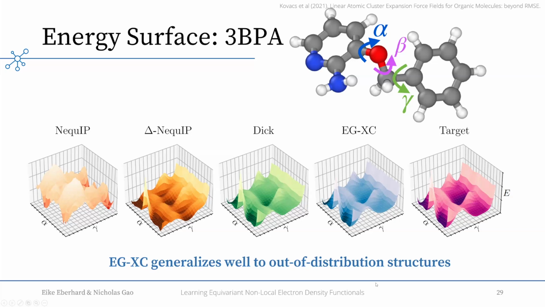Where's the target coming from? Is this like experimental or some more expensive DFT calculation? I think it's coupled cluster level of theory, but correct me if I'm wrong. No, this one is computed with DFT level accuracy. I think it's some larger basis set.